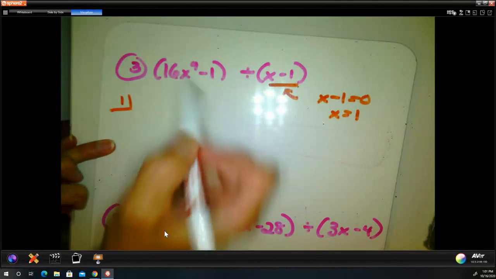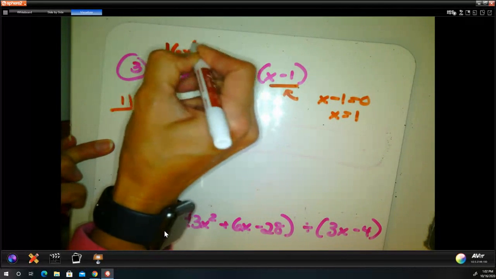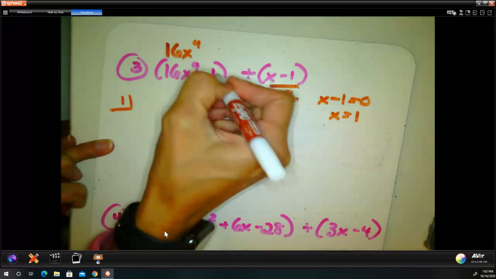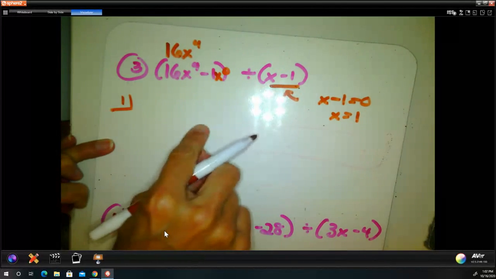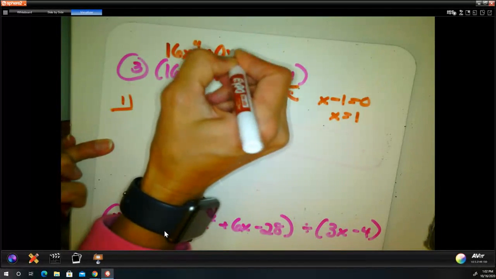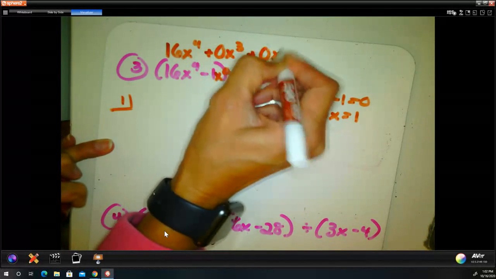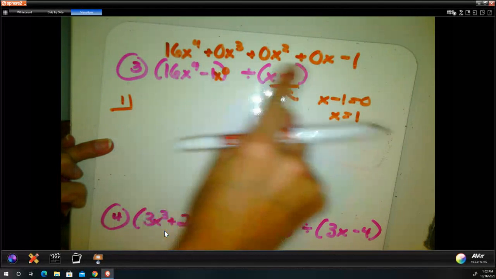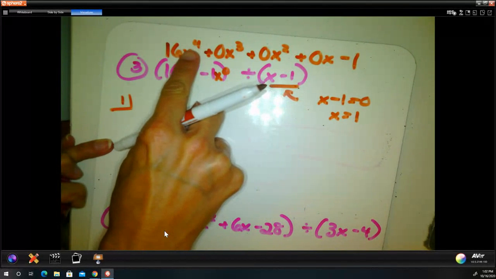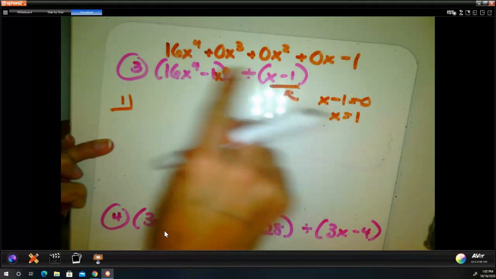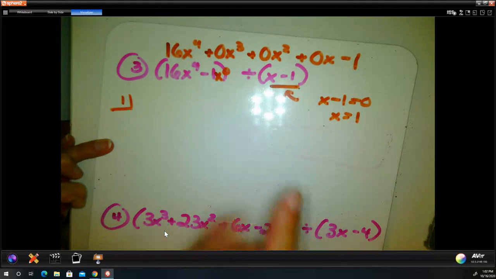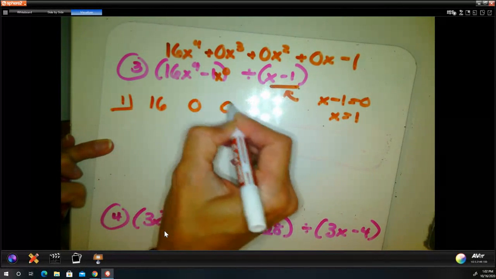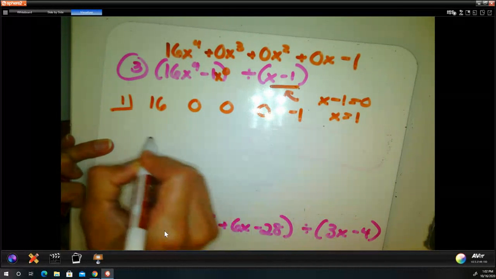If I put this in standard form, here's where I need to pay attention because I have a 4. I don't see a degree of 3, a degree of 2, a degree of 1. It goes all the way to no degree, meaning no x. So I want to just make this say 0x cubed plus 0x squared plus 0x minus 1. You want to make sure that every degree, starting with whatever the first one is, is accounted for. So if they're not there, you're just going to put zeros to hold the place. And then when I write these out, I'm going to have 16, 0, 0, 0, negative 1.